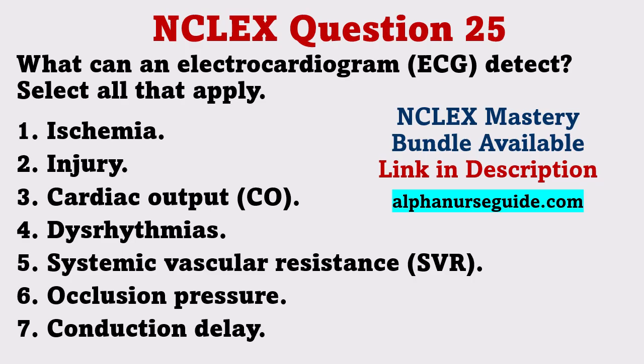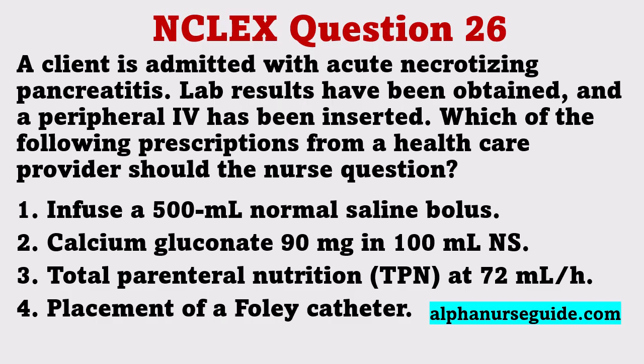in the peripheral system. A client is admitted with acute necrotizing pancreatitis. Lab results have been obtained, and a peripheral IV has been inserted. Which of the following prescriptions from a healthcare provider should the nurse question? 1. Infuse a 500 ml normal saline bolus. 2. Calcium gluconate 90 mg in 100 ml normal saline. 3. Total parenteral nutrition at 72 ml per hour. 4. Placement of a Foley catheter. The correct answer is 3.